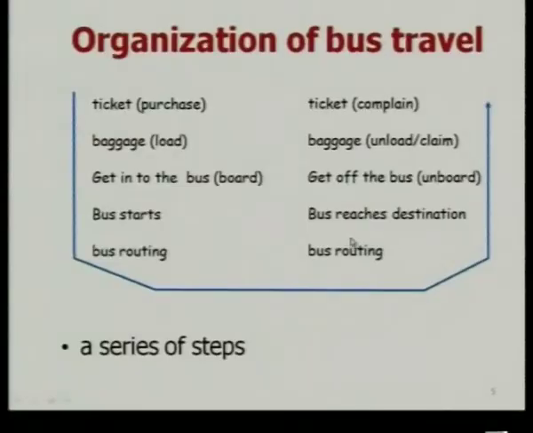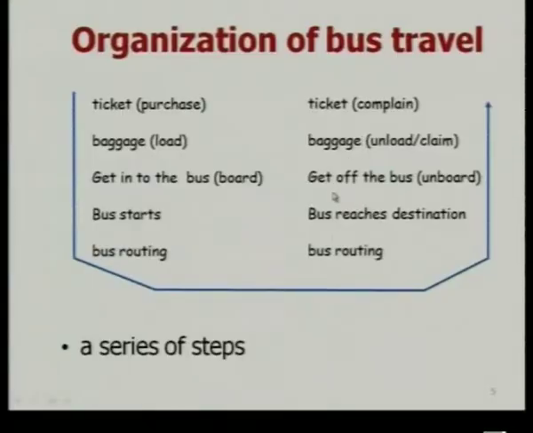At the destination, it gets routed into the bus stand and reaches the destination. Then you get off the bus, which we call unboarding, then you claim your baggage, pick up your baggage and walk out. And before you walk out, if you have any complaints to make, you again go to the ticket counter, make the complaints and go off. So you can see that there are a series of steps that take place both at the starting station and the ending station, and there is a bus routing that happens in between.